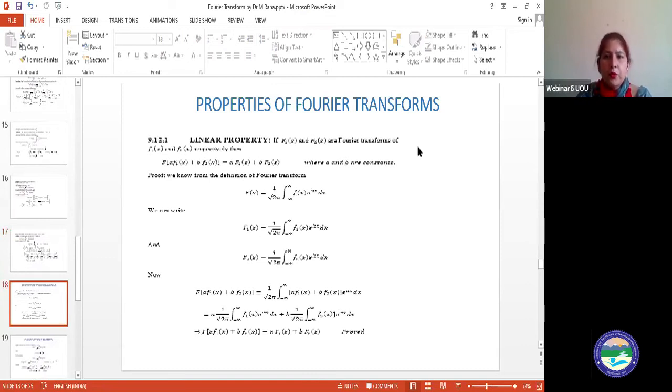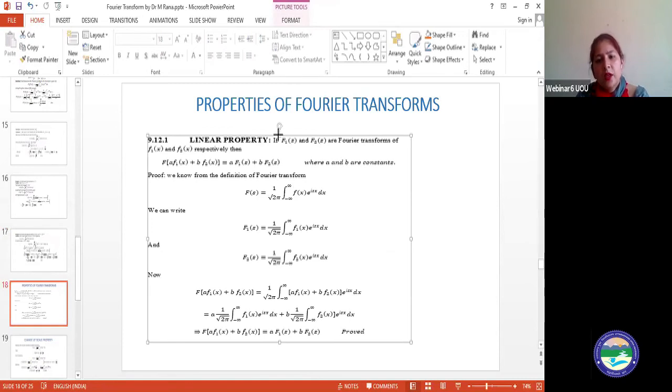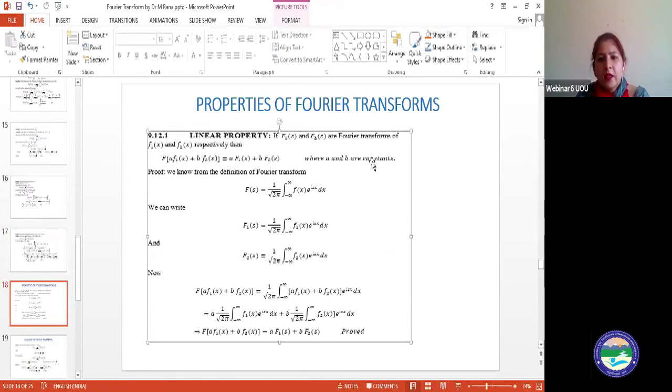Now, I will move towards some important properties of Fourier transform. The important properties of Fourier transform are, first, the linear property. As we have already discussed in Laplace transform, the Fourier transform also has a linearity property. Suppose F1(s) and F2(s) are the Fourier transforms of functions f1(x) and f2(x). So if we take the Fourier transform of a f1(x) plus b f2(x), then you can write it as a F1(s) plus b F2(s). This is the proof of this.